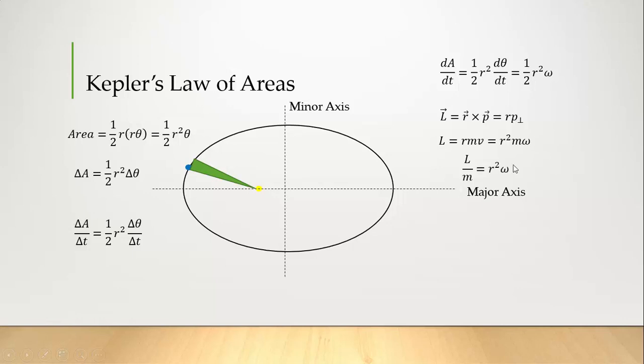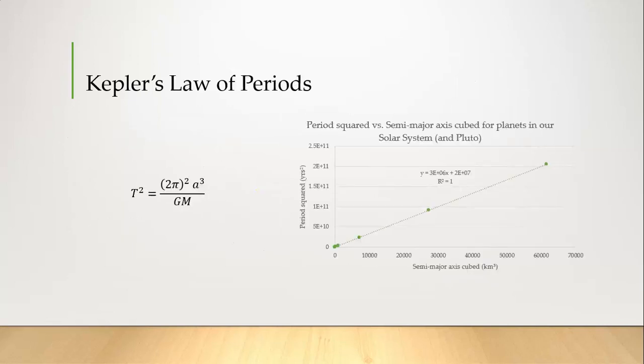And so we can actually solve this out for r squared omega and substitute in that dA dt equals the angular momentum of the planet divided by twice the mass of the planet. This essentially says that angular momentum is conserved in orbits. That's actually a really helpful thing to have because it gives us a way to predict speeds at different points in the orbit, that I can use angular momentum as a way to predict speed.